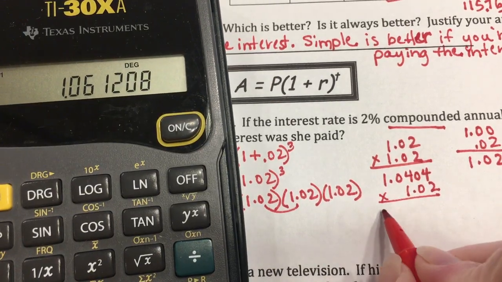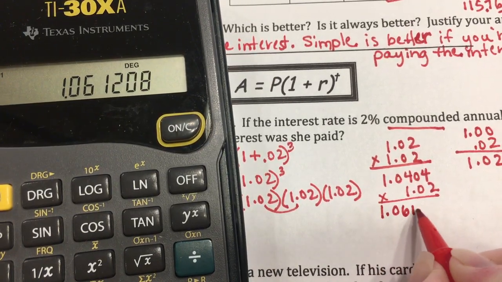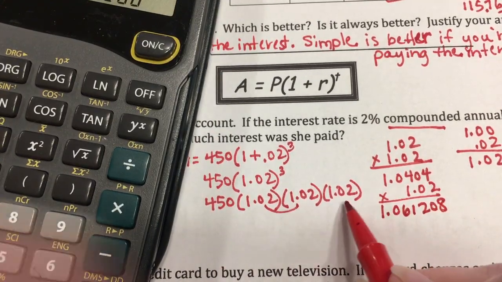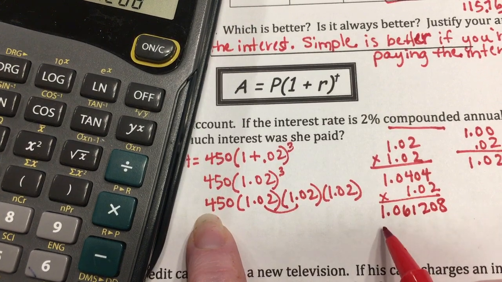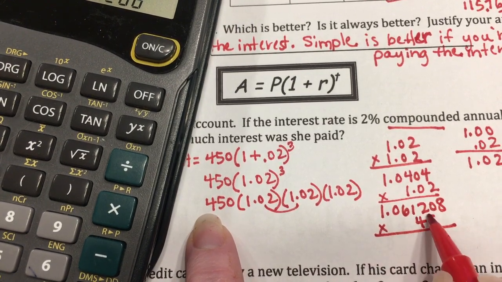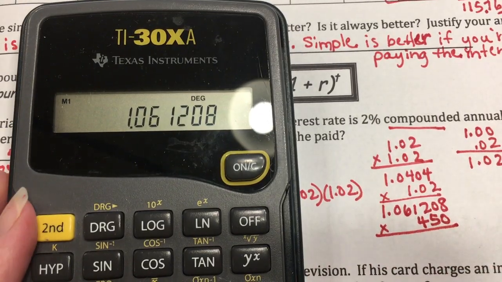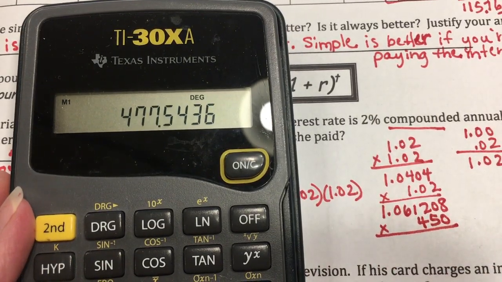And I get this long number, 1.061208, which I still need to multiply. So I've done these three times 450. So now I need to multiply times 450. This is why you're getting to use a calculator, but only this time. Only on this step.